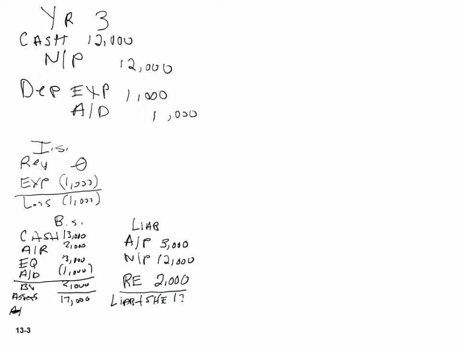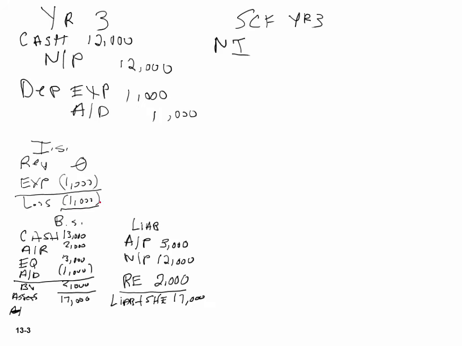Okay, good. So now I'm ready to do my year 3 statement of cash flows, right? So I'll go ahead and put my statement of cash flows right here. Statement of cash flows, we're into what now? Year 3? Okay, good. What's my net income? Net income is how much? I have a negative net income of $1,000, don't I, a loss? Okay, good. I analyze my current operating items, accounts payable, accounts receivable. Nothing happened there, did it? Nothing happened there. So cash provided by operations.